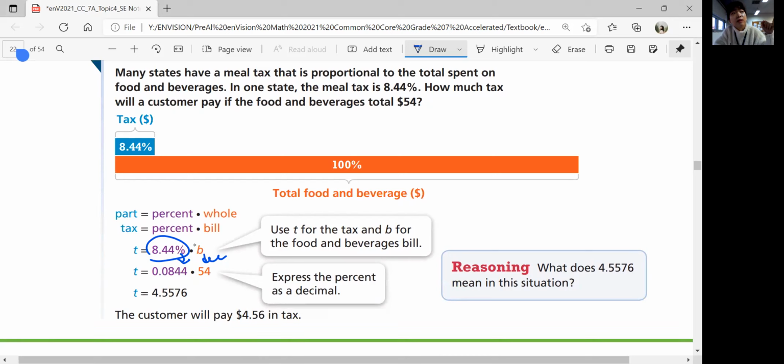So 0.0844 times 54 is going to be equivalent to $4.5576. So you're going to pay an additional $4.56 as a tax. So in total, you're going to pay how much? 54 plus 4.56, which is 58.56. You pay $58.56 total with the tax.